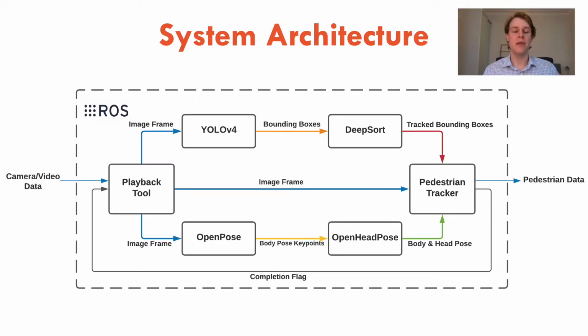For my solution, I've developed a system that encompasses multiple open-source software modules that process camera data to estimate the body pose, head orientation, and gaze direction of a pedestrian. The entire system uses ROS as a middleware, which facilitates the transfer of data between modules. Using examples, I'll break down the high-level system architecture and explain the purpose of each software module.